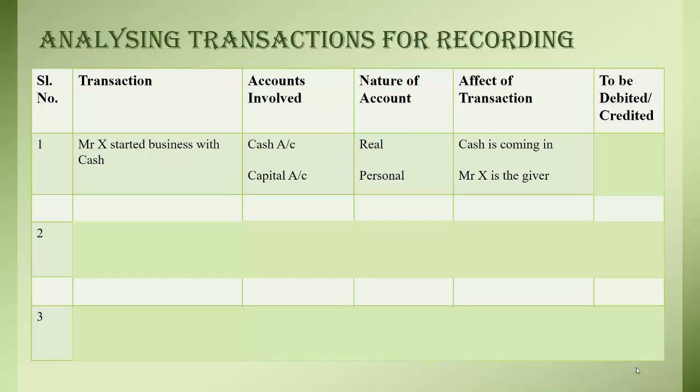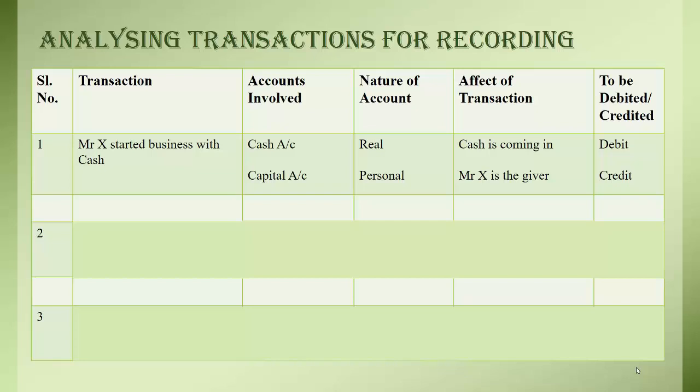So here the rule for the personal account will be applied. Which account is to be debited and which account is to be credited? Cash account will be debited and capital account will be credited because cash is coming in and capital is a personal account. So the rule for the personal account will be applied, which says debit the receiver, credit the giver. So Mr. X is a giver, so capital account will be credited and cash account will be debited.